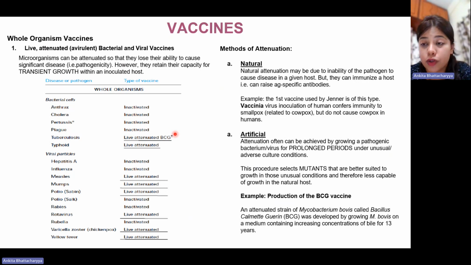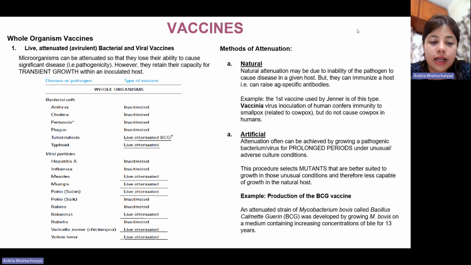We will be looking at BCG very soon to understand it in a little more detail, and it's actually quite interesting. Apart from that, for viral diseases, you have hepatitis A, influenza, polio Salk vaccine, rabies, and rubella, against which an inactivated virus is given as the vaccine. And for measles, mumps, polio Sabin vaccine, rotavirus, varicella zoster, or chickenpox, and yellow fever, you have a live attenuated virus produced. Again, please keep in mind the difference between polio Sabin and polio Salk. For Salk, you have the inactivated vaccine, whereas for Sabin, you have the live attenuated vaccine.